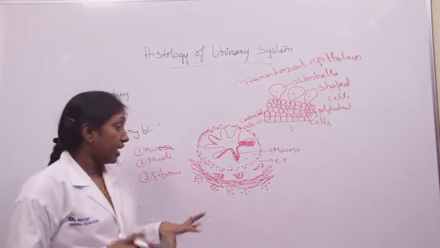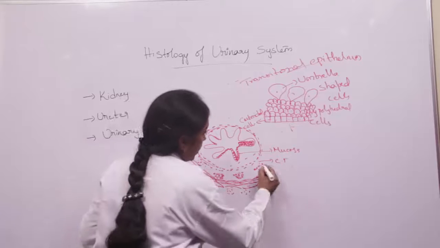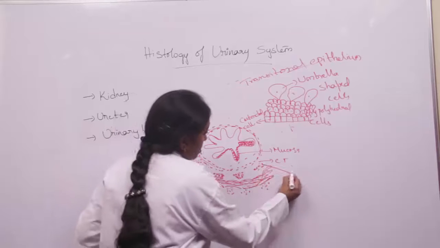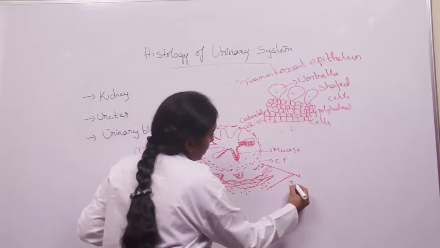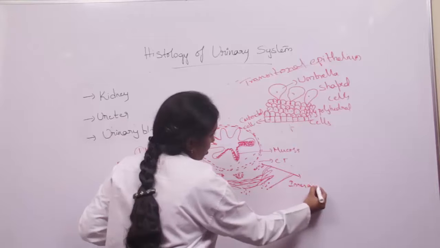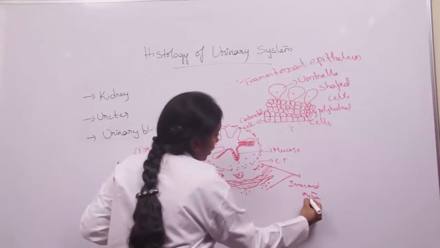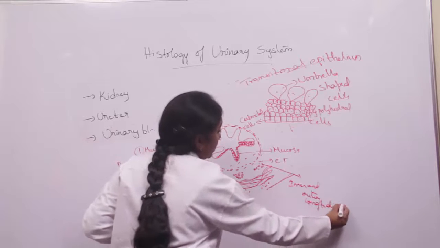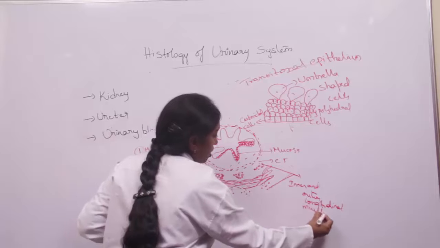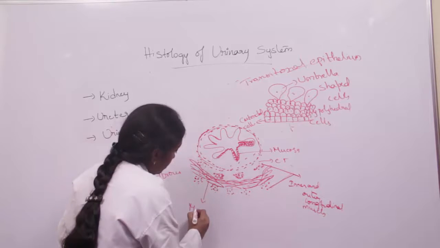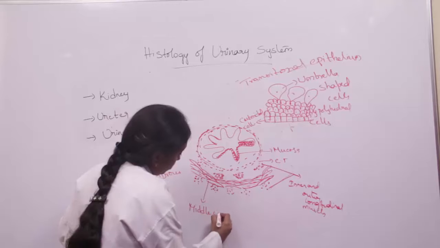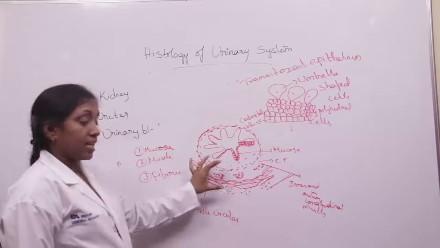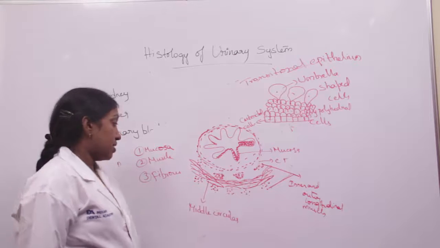The muscle layer is very thick and consists of inner and outer longitudinal muscles, and the middle layer is circular. So the muscle layer is very thick and it consists of inner and outer longitudinal, middle circular.